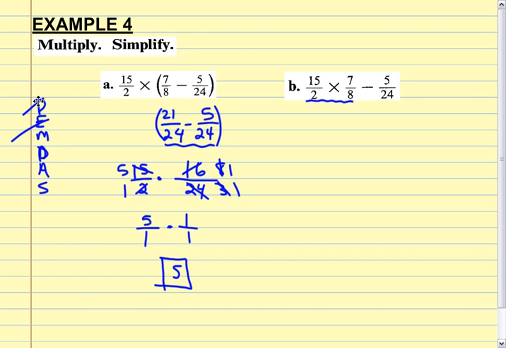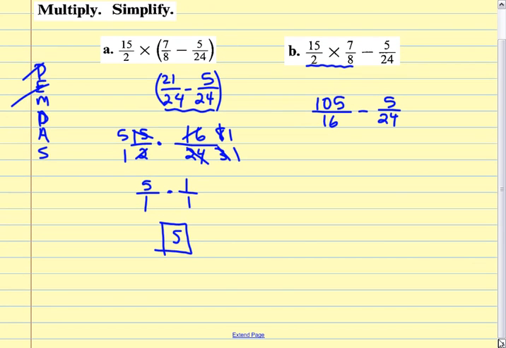So I've got to multiply 15 times 7. That's going to give me 105. Is that right? Yep. All over 16. 15 times 7 is 105, and 2 times 8 is 16. Minus 5 over 24. Okay? Now I need to find the common denominator between these two, and that common denominator is going to be 48.